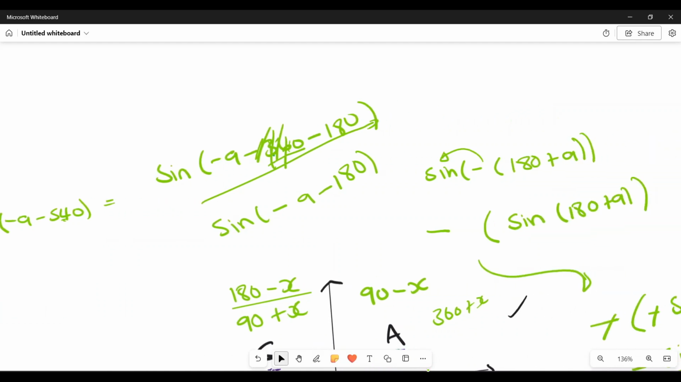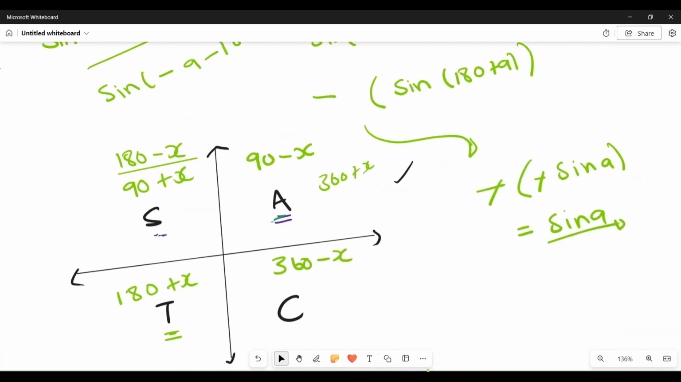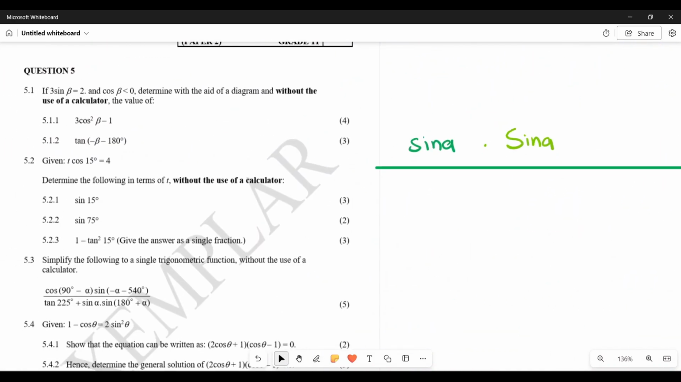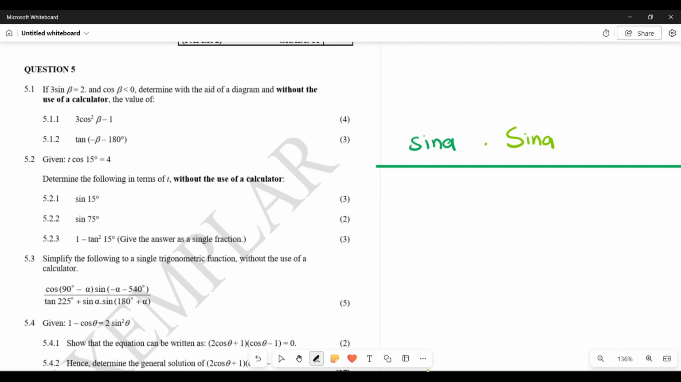Now, as a result, here we can just take out a common factor, which is negative 1, and do the steps that we are familiar with up until we arrive at positive sine A. Now, what about my denominator? I have tan 225. Can I reduce this to a special angle? Yes, right? I can write it as tan 180 plus 45. Remember, 45 is a special angle. Our special angles are 30, 45, 60, as well as 90, right?